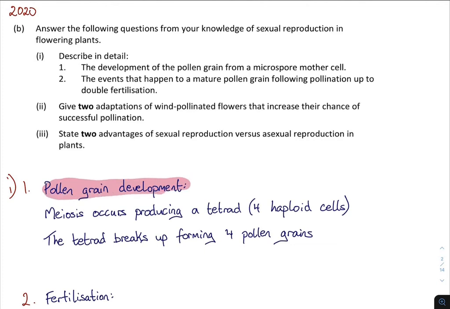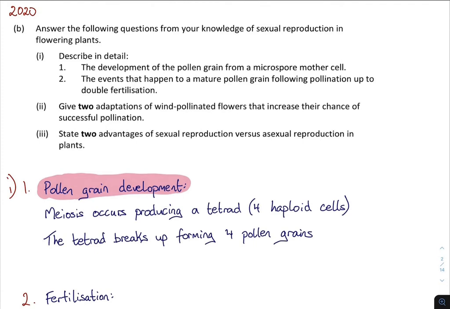Now, how is pollen produced? This is the male gamete essentially. All that happens there is meiosis occurs, producing a tetrad. There are 4 haploid cells. The tetrad breaks up, forming 4 pollen grains, and this all takes place in the anther of the flower. So you've got the stalk, you've got the head, which is the anther. Meiosis occurs there, producing a tetrad. That's 4 haploid cells. Each of those 4 haploid cells forms a pollen grain. And that's it. Males are actually quite easy for plant reproduction.